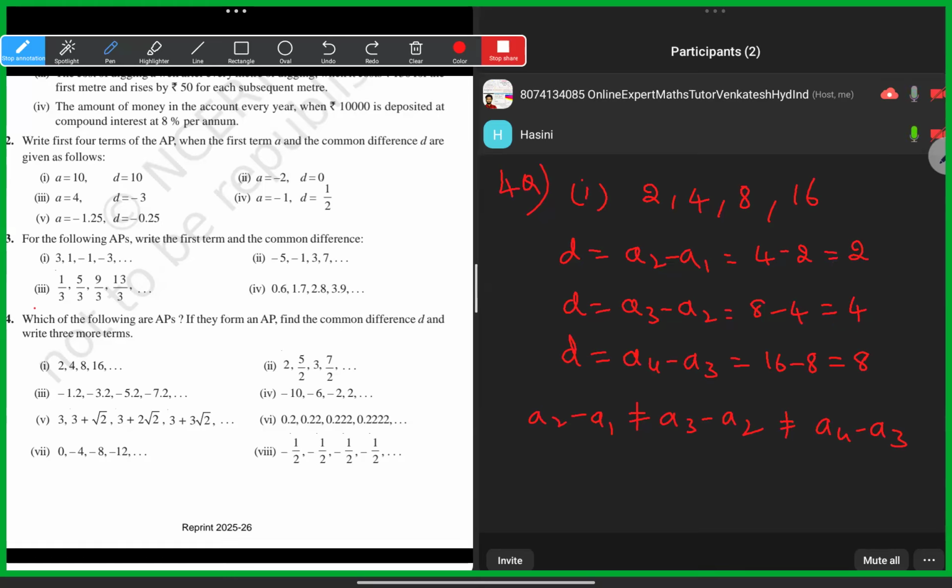So the series will not follow AP. If it is not AP, we need not find the common difference, because common difference cannot be different. So we cannot find the next four terms also, because it's not following a proper order of maintaining the same common difference. So that is the reason why we have to end it here only for the first bit.